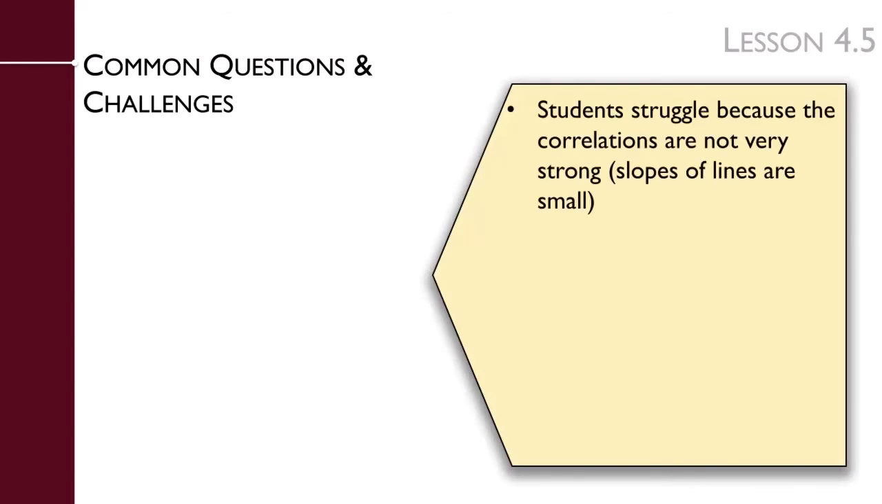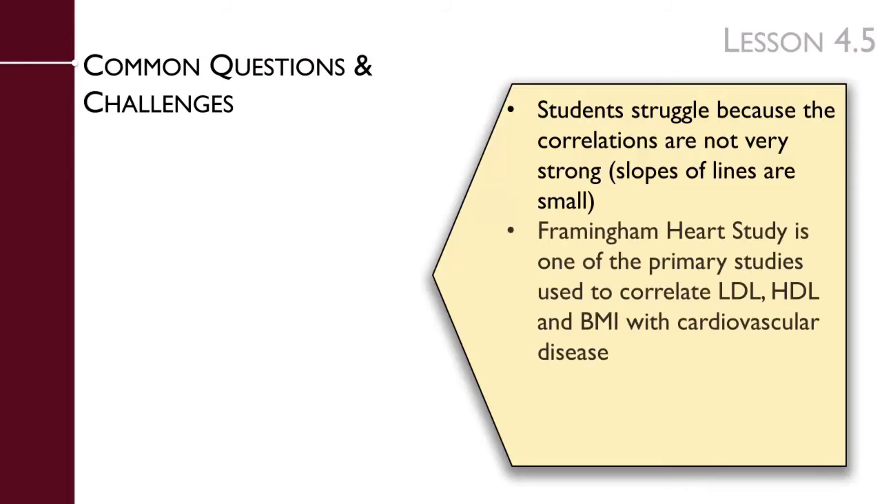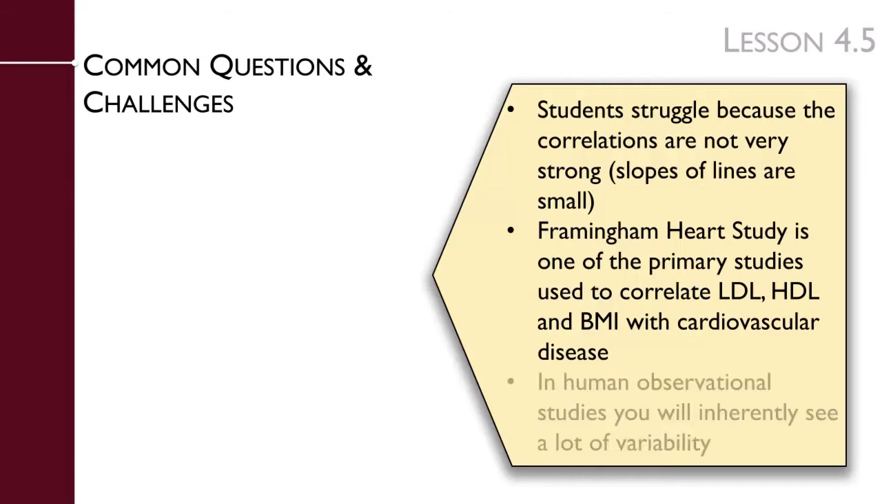Students sometimes struggle with this activity because the correlations in the data are not very strong, meaning the slopes of the lines are small, and students expect the data to produce more obvious results. Even so, the Framingham Heart Study is one of the primary studies used to correlate LDL, HDL, and BMI with cardiovascular disease. The data are not perfect and there is a lot of variability, but that's the point. In human observational studies, you will inherently see a lot of variability.